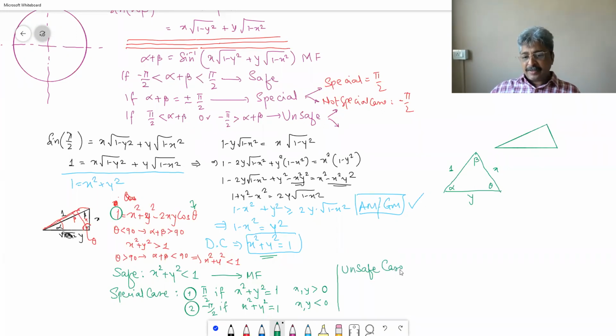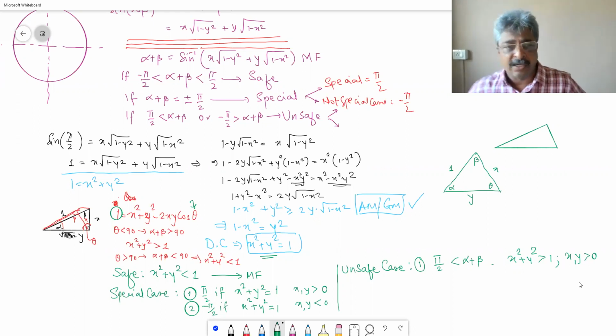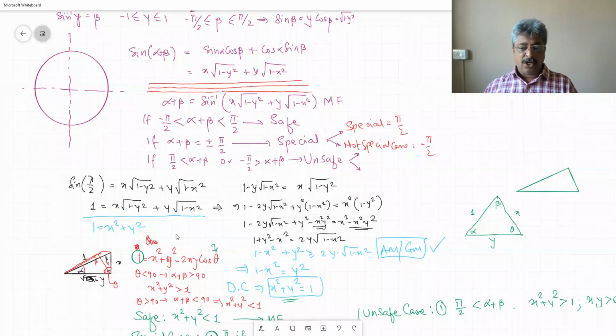Unsafe case 1, they enter second quadrant. So case 1, pi by 2 is less than alpha plus beta. So what is this situation? Now of course the discriminating factor is x square plus y square is greater than 1, and x comma y, both of them should be greater than 0, because otherwise they cannot reach second quadrant. Now what should be the answer? And let us use unit circle. It has not been used at all.